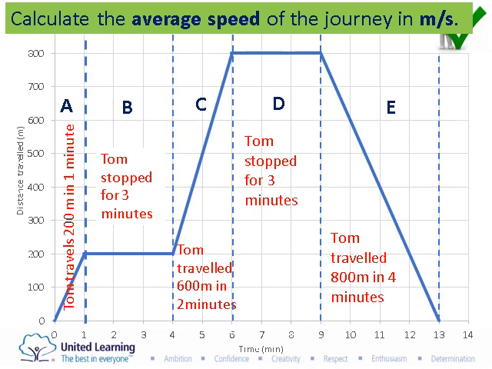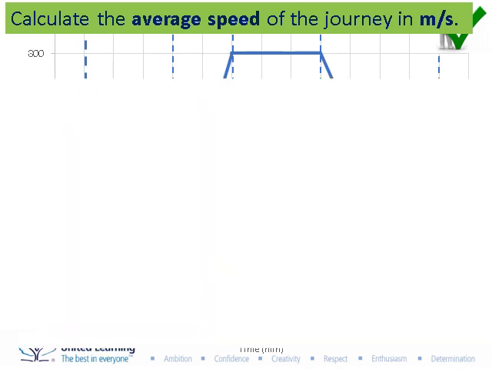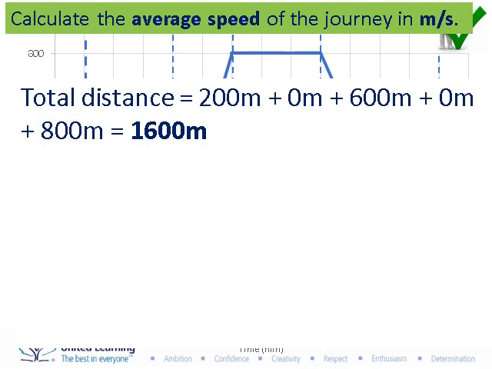Okay then, so total distance, well, we had 200 at the beginning, section A, plus 0 at section B, because it stopped, 600 at C, plus 0 at D, plus 800 at E, gives you a total of 1600 metres.